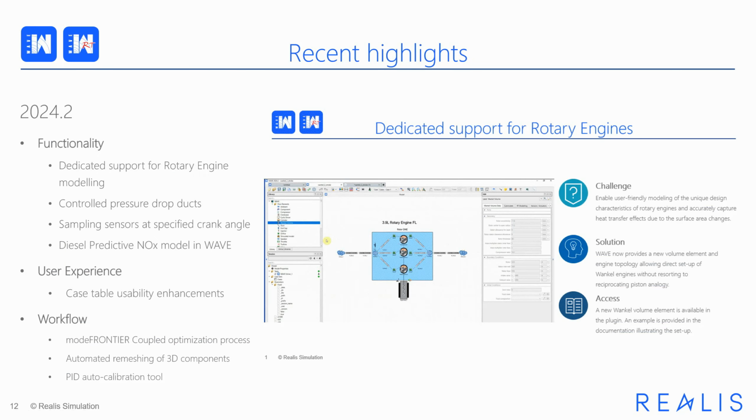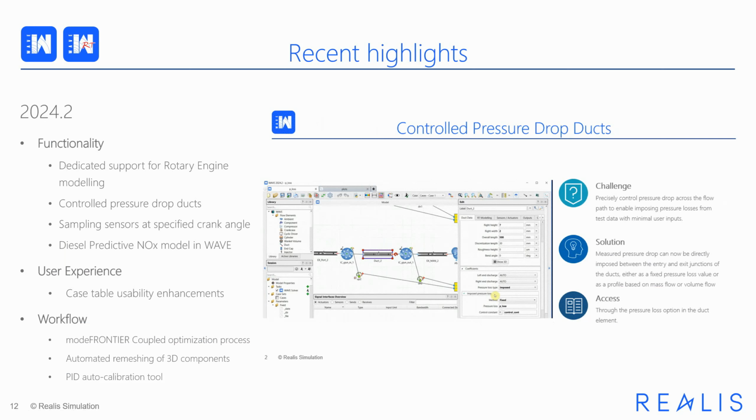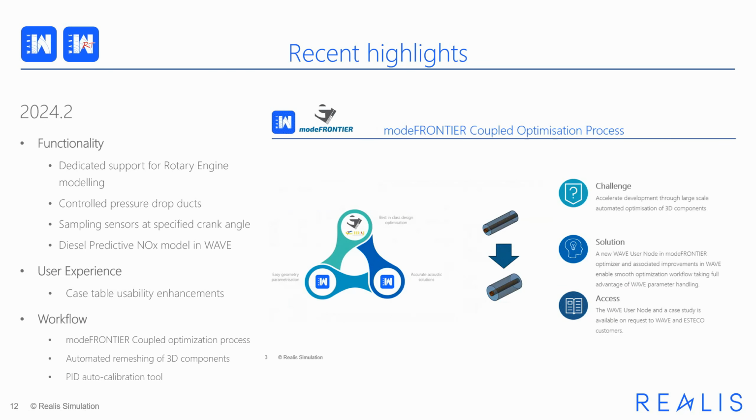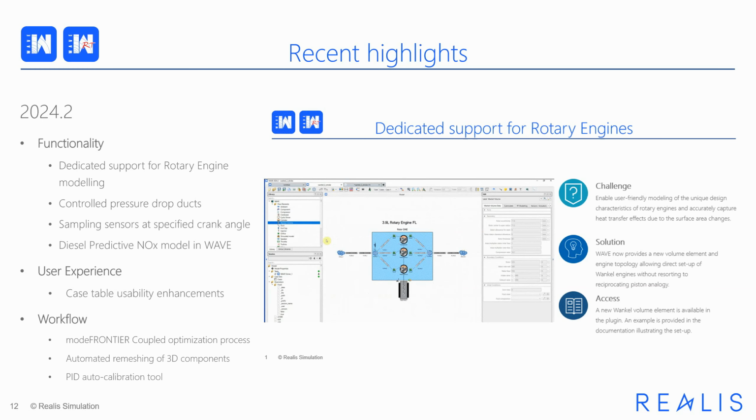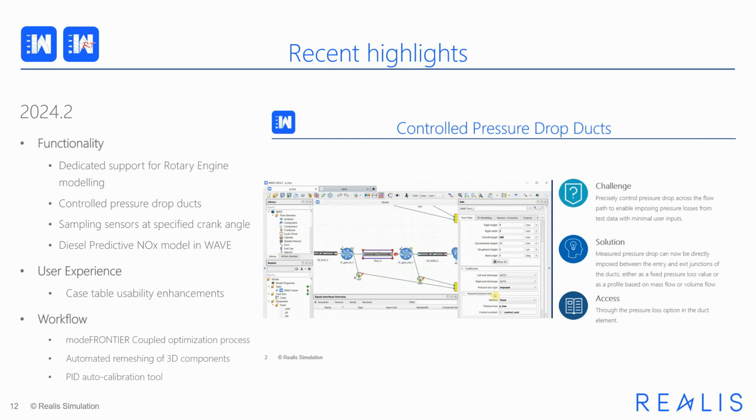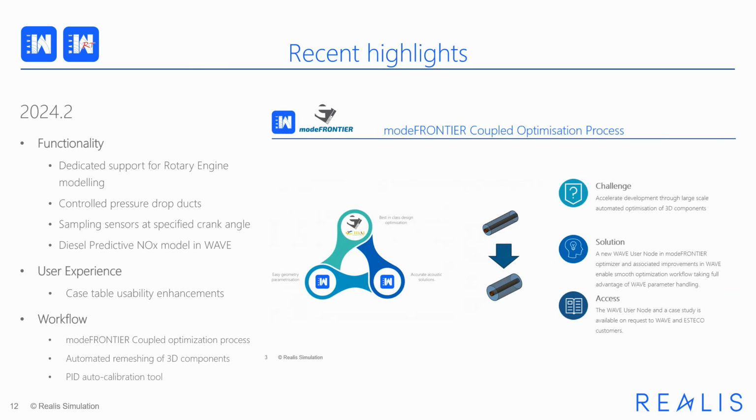We're coming to the end of our presentation, and as usual, let's have a brief look back at the key features of the previous release. In 2024.2, we have added dedicated support for rotary engines through a special element on Wave Canvas. We have also added the ability to impose controlled pressure drop on ducts, as well as sample sensors at specified crank angle. In functionality category, there's also a new diesel predictive combustion model for NOx.